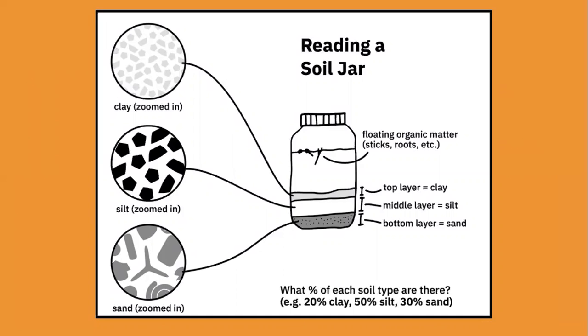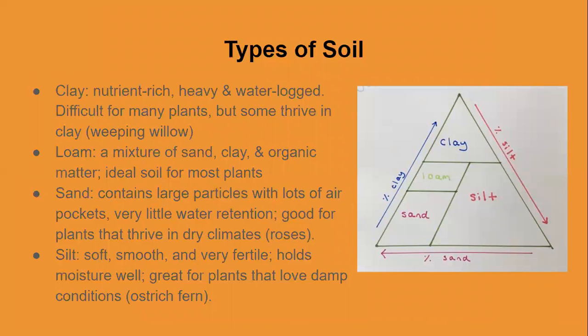And what you want to do is estimate approximately what percentage of your soil is each type of soil. So in this example, 20% on the top is clay, 50% is silt, and 30% is sand. And you want to keep those numbers in mind, write them down in your journal, and then here, use this soil triangle to figure out where your soil lies, and you can make a general assumption of what type of soil you have.